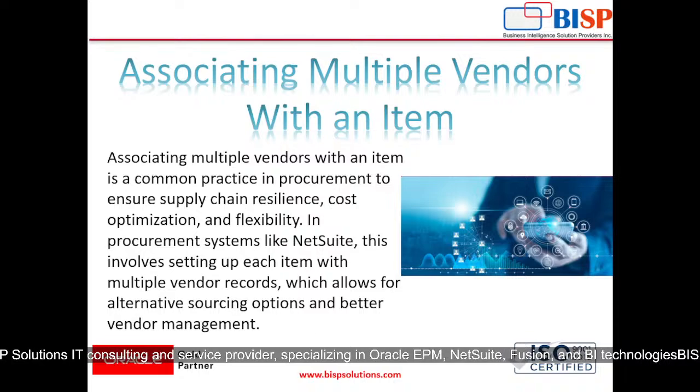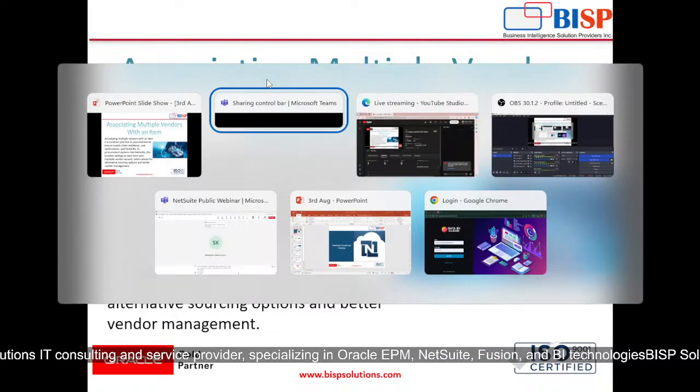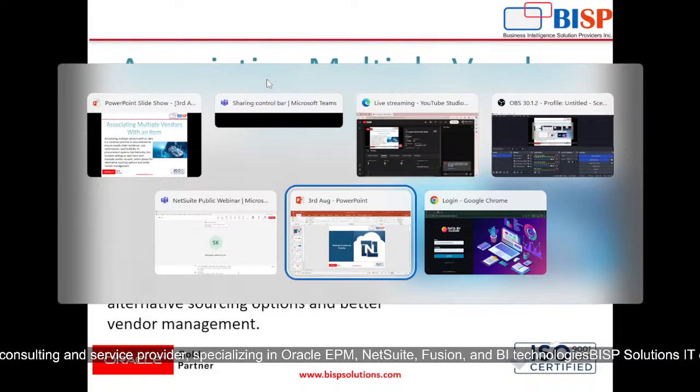It's a common practice in procurement to ensure supply chain resilience, cost optimization, and flexibility. In procurement systems like NetSuite, this involves setting up each item with multiple vendor records, which allows for alternative sourcing options and better vendor management. So, how can we navigate through the NetSuite application?